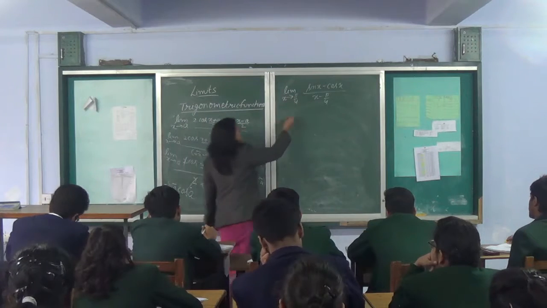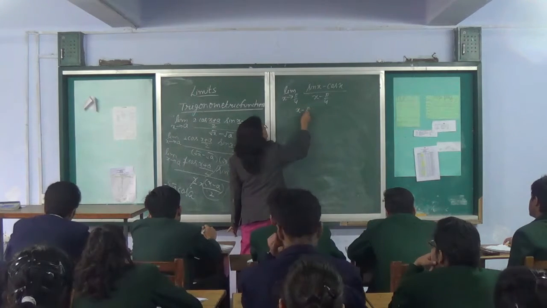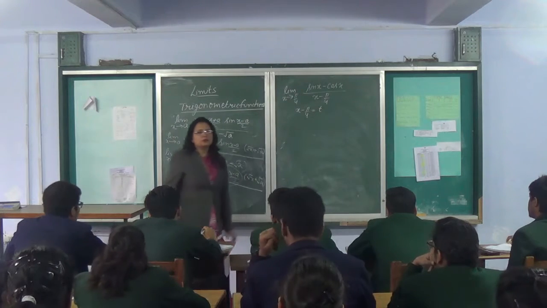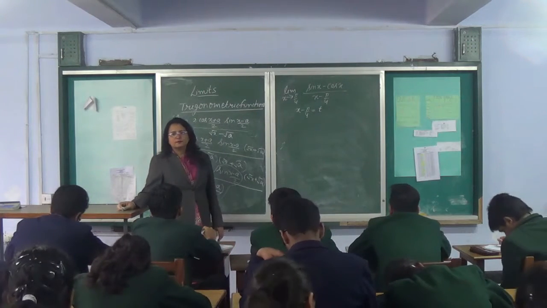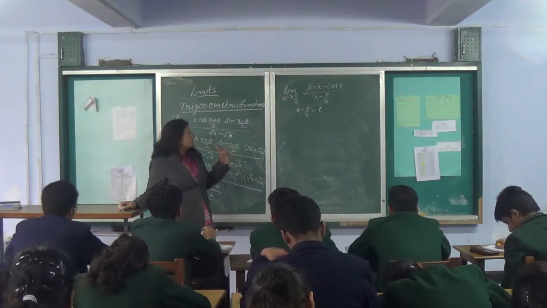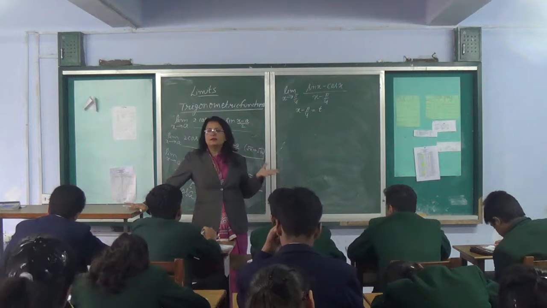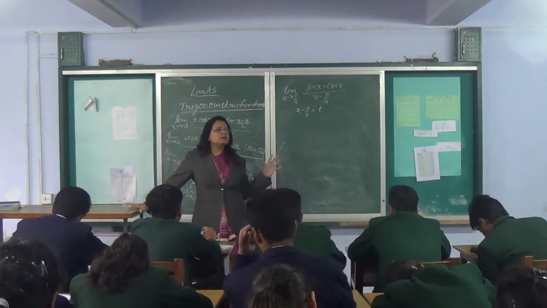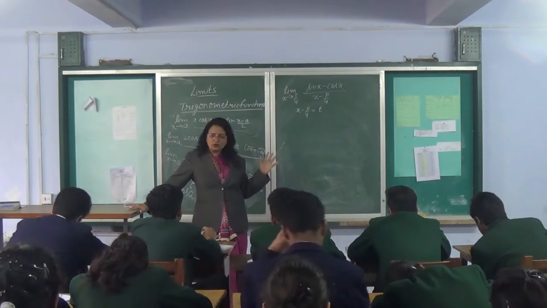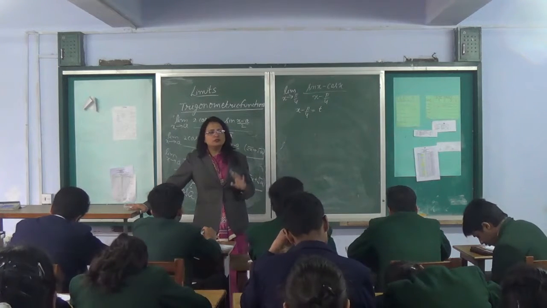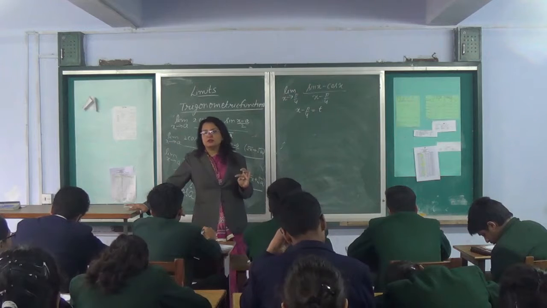So x minus pi by 4 is equal to t. Right? See, when you are substituting this, you are changing the variable. Right now the whole function is in terms of x. It's a function of x. And now you are changing it in terms of t. So you will have to change the limit also.